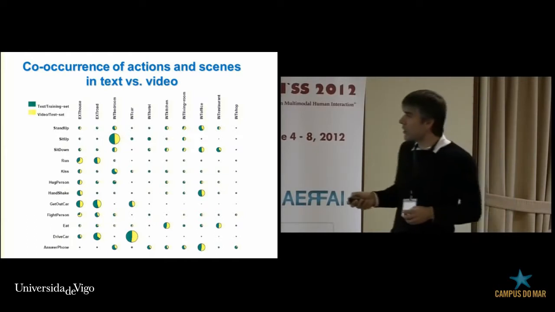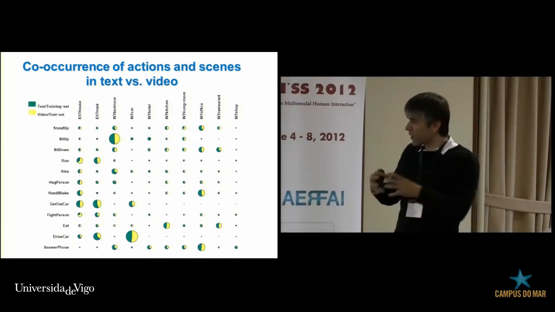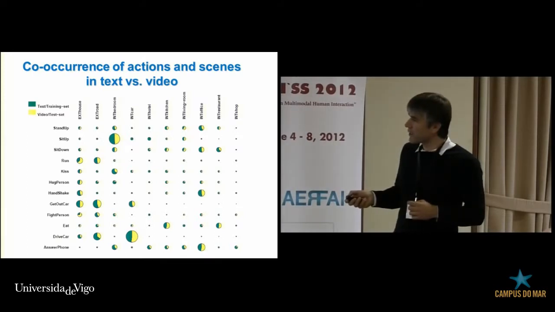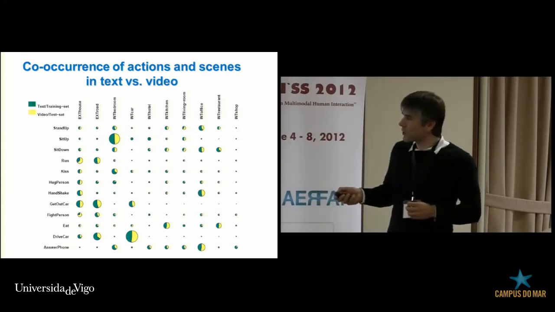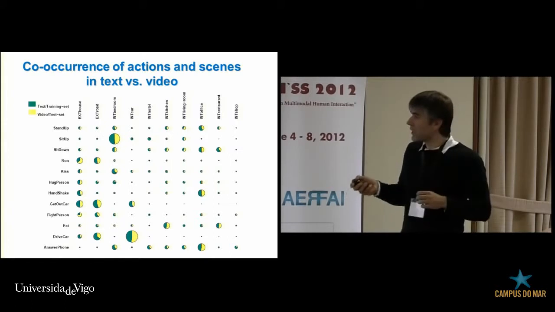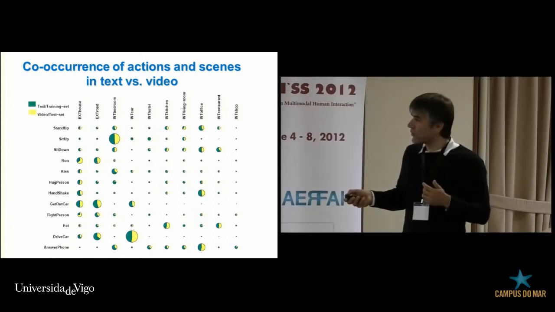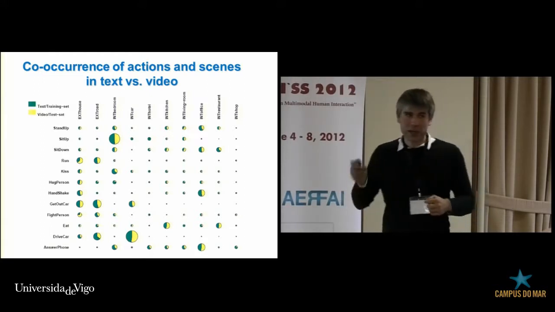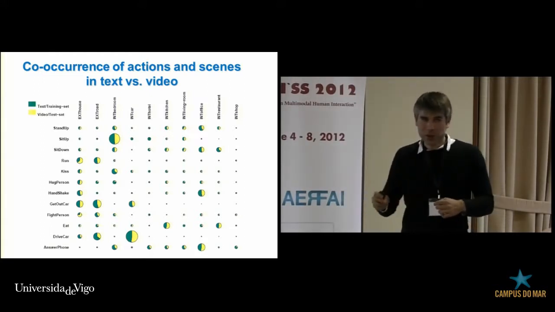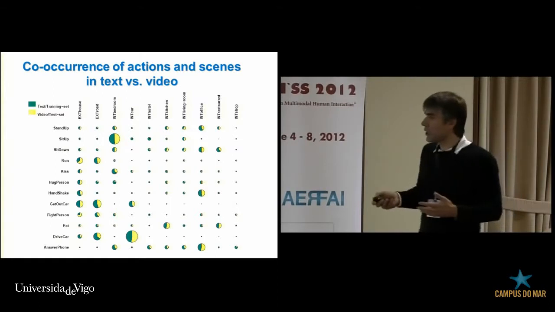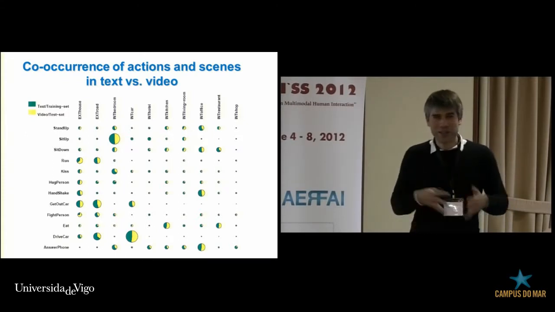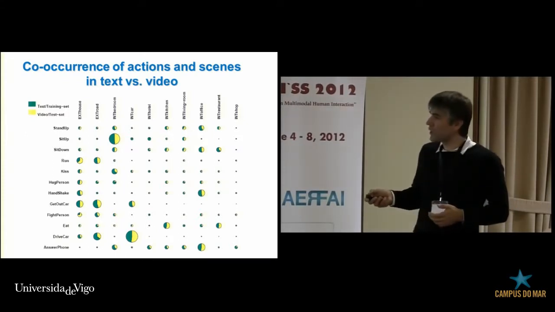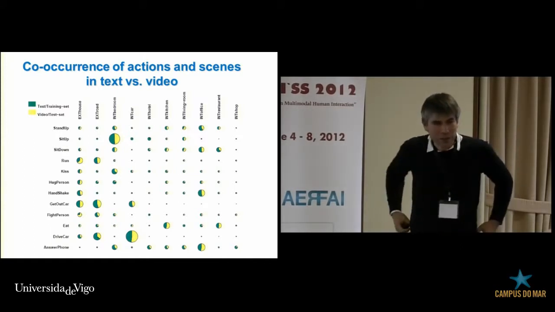What we see here is that the size of the blob is the correlation, and the yellow-green is the part. The yellow part corresponds to the video, and green to the text. Text correlation means what I described, and yellow comes from annotating the actions and scenes in video and measuring the correlation from the visual domain. Because these circles are about half-half divided, this says that the correlation in text and in the video is similar. So we can use text correlation and directly apply it to video.